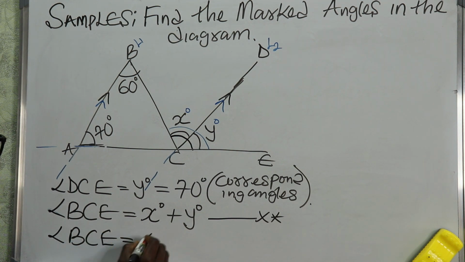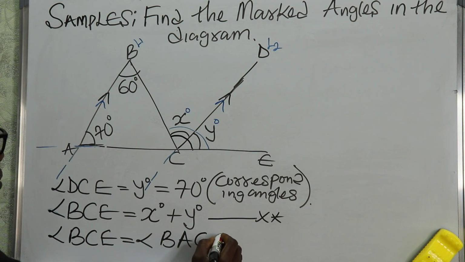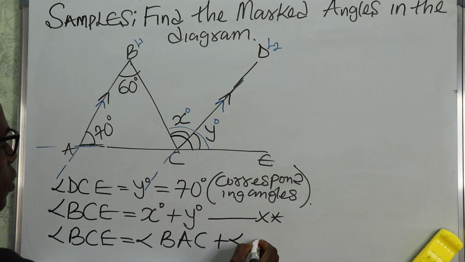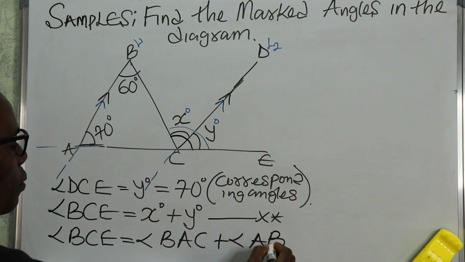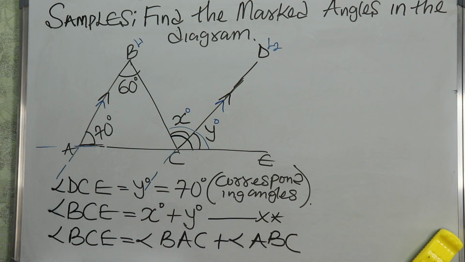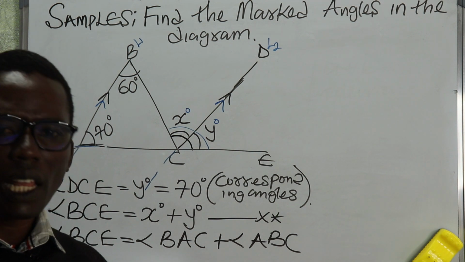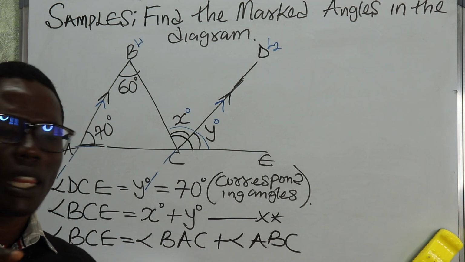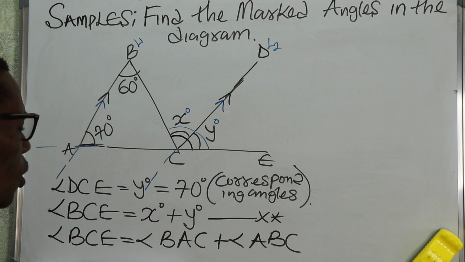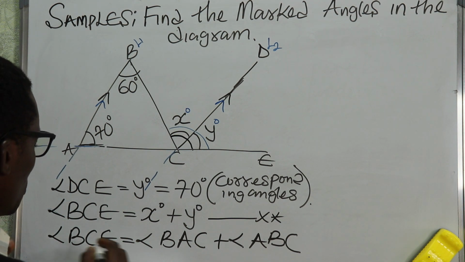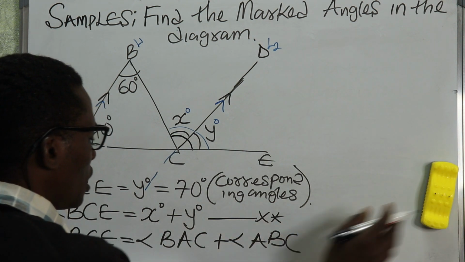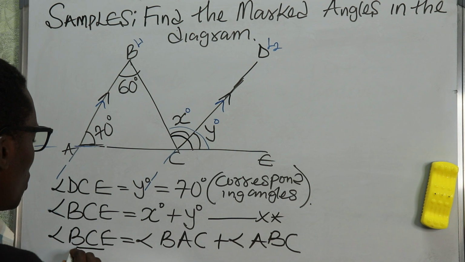BCE can be equal to angle BAC plus angle ABC. And why do we say that? Now let's analyze that. We are going to tell you the reasons why that is said. These angles are equal. Why do we say the sum of these angles will give us BCE?